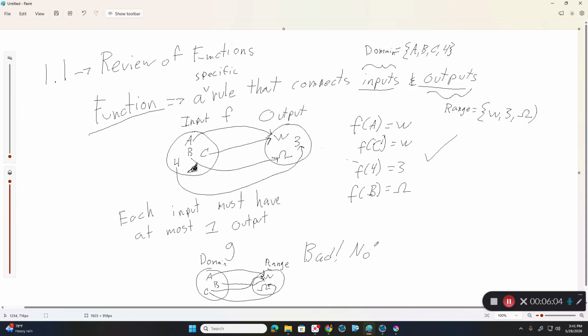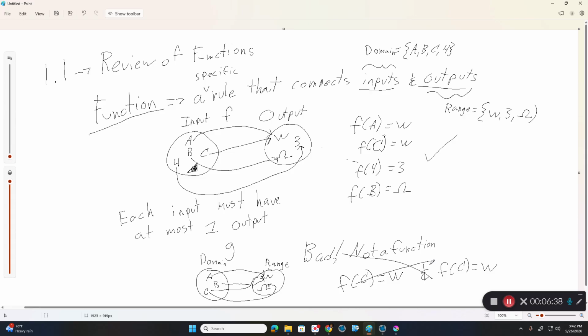Specifically, g is not a function. You cannot say that g is a function, and the reason is that we have one input, f of c, that is both omega and w. We don't want that. So the question is, what is the specific relationship that we're going to define as functions?